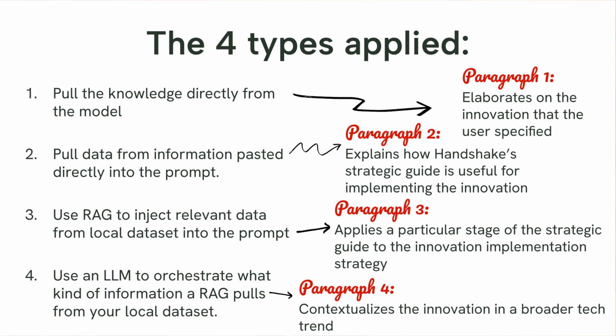Third paragraph will explain how a particular stage of Handshake's strategic guide can be applied to fostering the innovation the user specified. So we're no longer talking about the guide as a whole, but pulling information from a particular section of our guide. And to extract that relevant section from the document, we will use our RAG method. In the fourth paragraph, we'll talk about how the innovation specified is part of our larger tech trend. And here we'll use the interim LLM model to orchestrate the way our RAG is to perform.